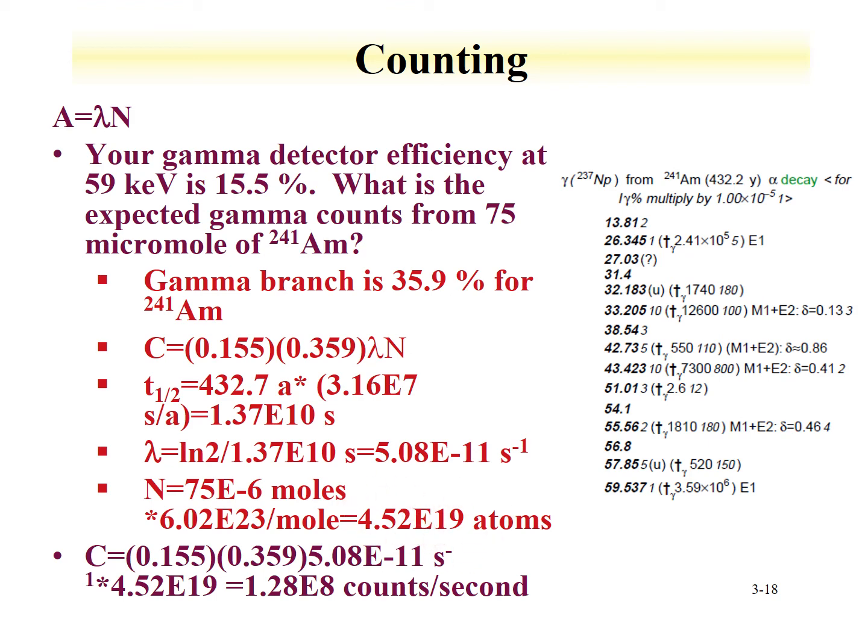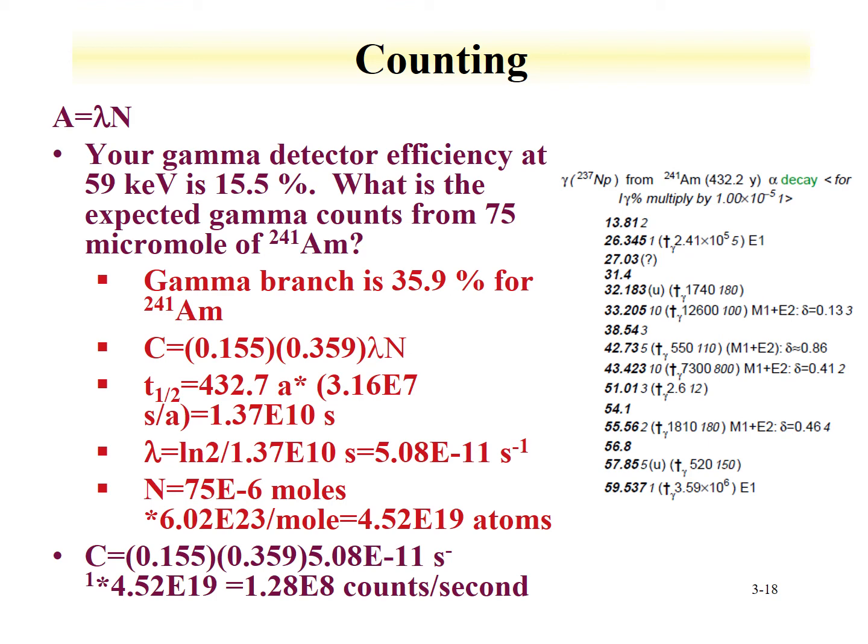So activity equals lambda N, right, which is this term. Then I still need to multiply it by the gamma branching ratio and then the detector efficiency. So activity equals lambda N times the gamma branching ratio times the detector efficiency. But if I put this sample in, I would expect to have 1.3 times 10 to the 8th counts per second. That's way too many counts.